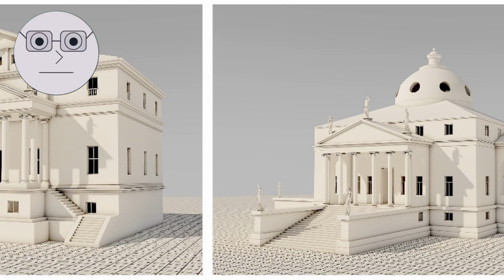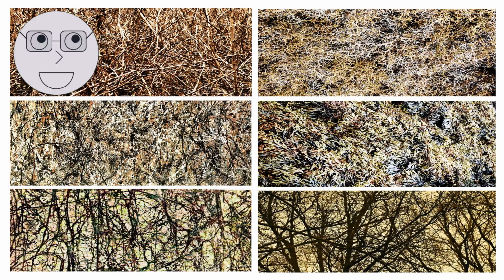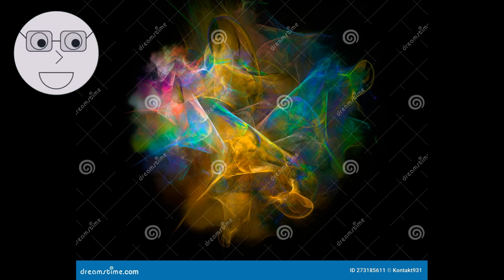In the next segment, we will explore some of the challenges and limitations of fractal analysis. One of the challenges of fractal analysis is that it can be computationally intensive. Fractal algorithms often require a large amount of computational resources, which can make them difficult to implement in real-time applications.